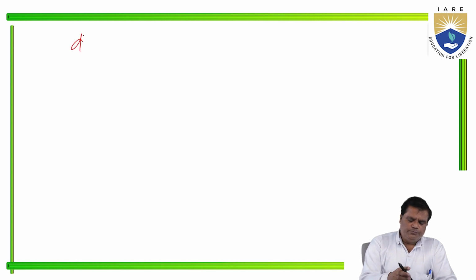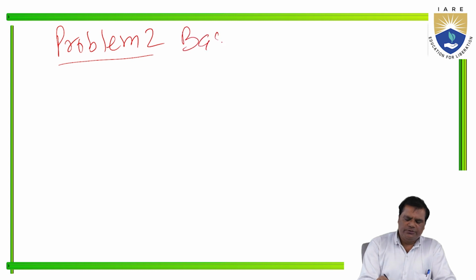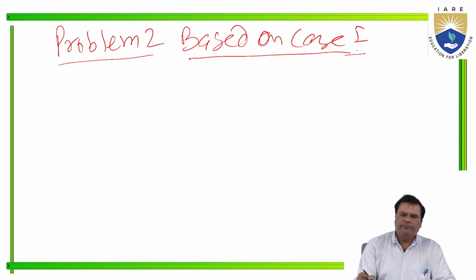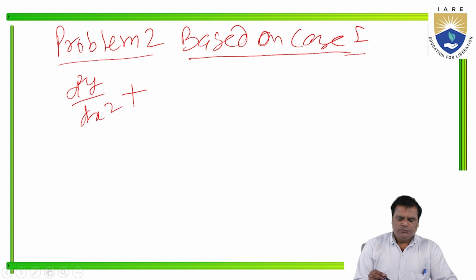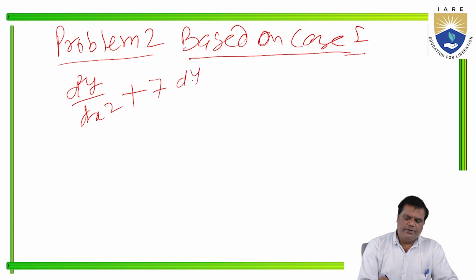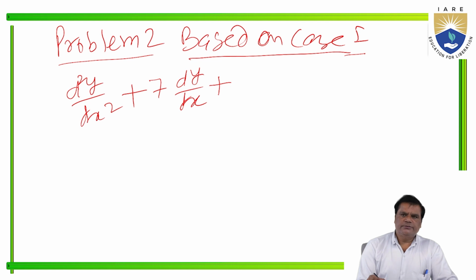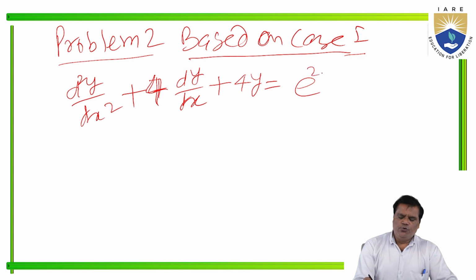Problem 2, based on case 1. I am solving one more problem based on case 1. So what is the problem here? d2y over dx2 plus 4 dy over dx plus 4y equal to e to the power 2x.